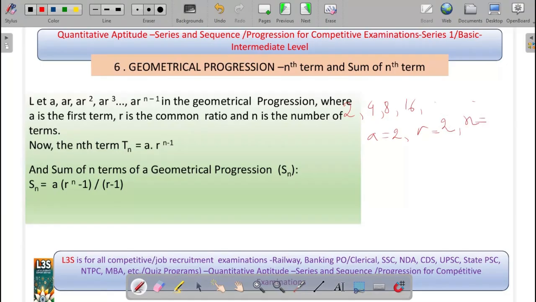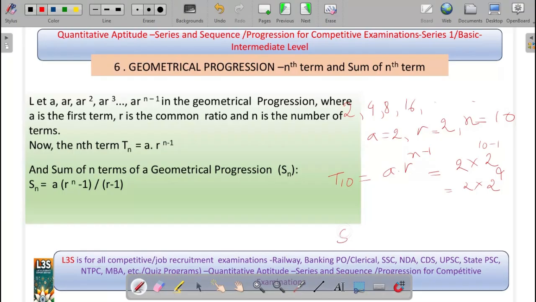Say the nth term is the 10th term. What will be the 10th term, T10? As per this formula, a into r to the power n minus 1. What is a? 2. r is equal to 2, and n minus 1 is 10 minus 1. So 2 to the power 9. This way we have to find it out.